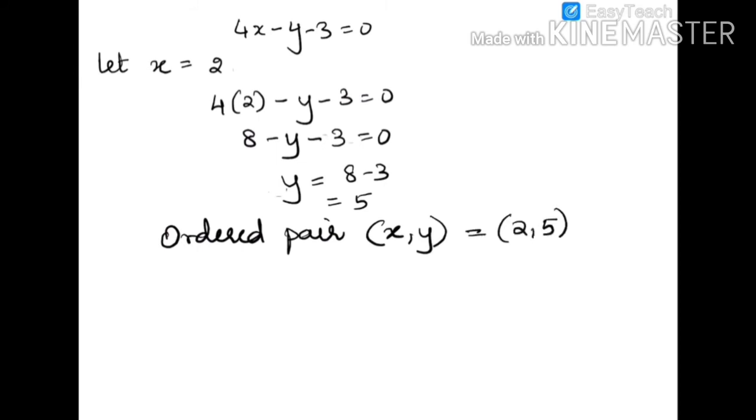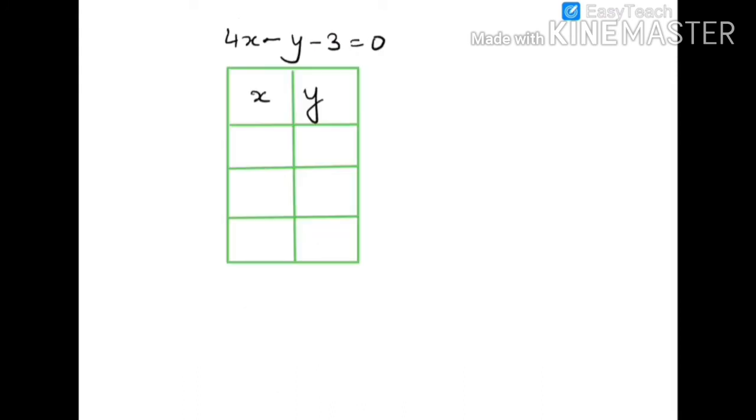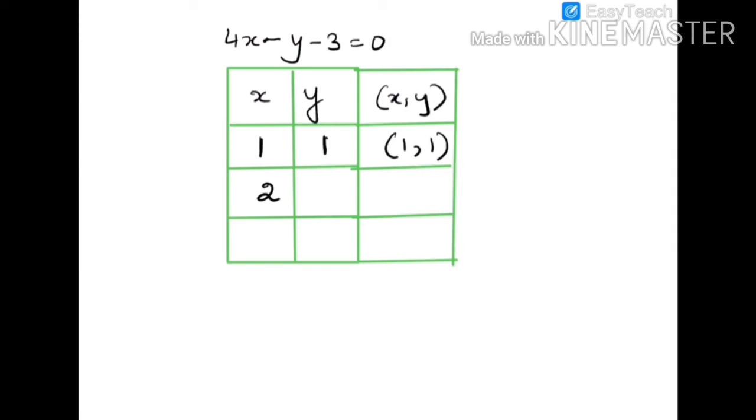Let's check whether this is a solution. So left hand side of the equation is 4x minus y minus 3. Substituting x as 2 and y as 5, we get 8 minus 5 minus 3, which is equal to 0. So we found that when x is equal to 1, y is equal to 1, and x comma y, that is 1 comma 1, is a solution of this equation. When x is equal to 2, y is equal to 5, that means 2 comma 5 is a solution.